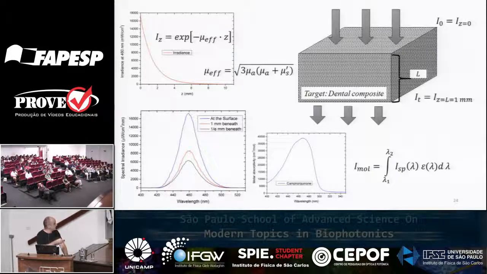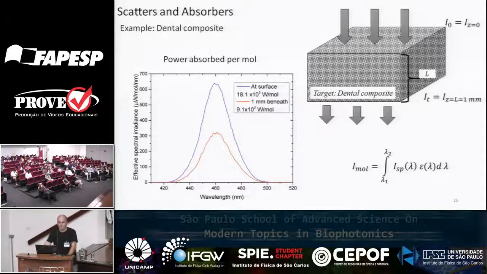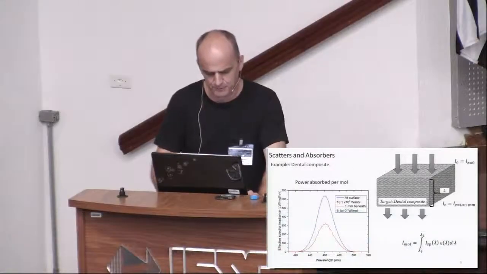So you can take this spectral irradiance 1 millimeter beneath, the red curve, and use it with the camphorquinone molar absorptivity, to measure how many watts per mole you are putting on your sample 1 millimeter beneath the surface. Here we can observe that if you have the spectral information and you integrate this value, you have at the top 8 times 10,000 watts per mole, and here you have a 50% lower value. So you can measure the difference, and you can improve your system, your experiment.